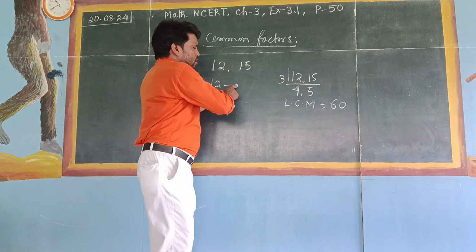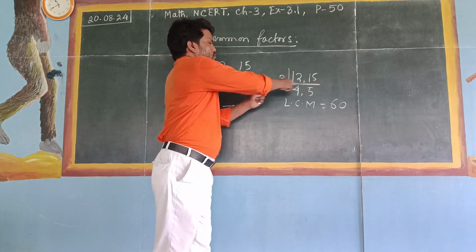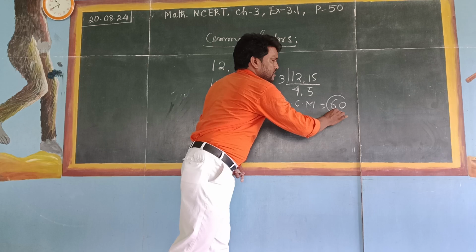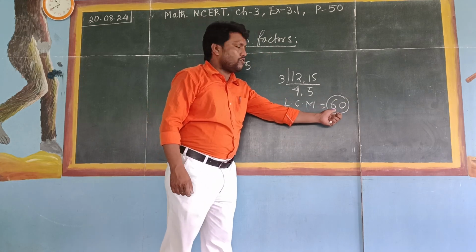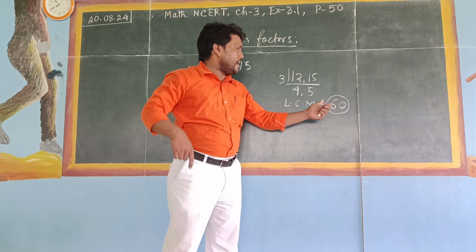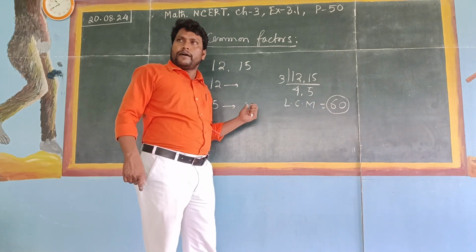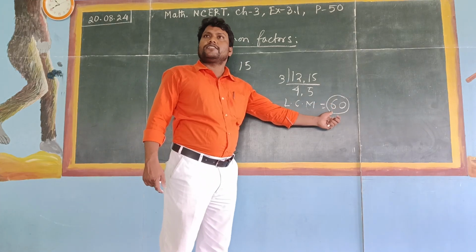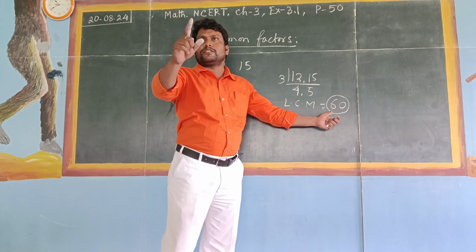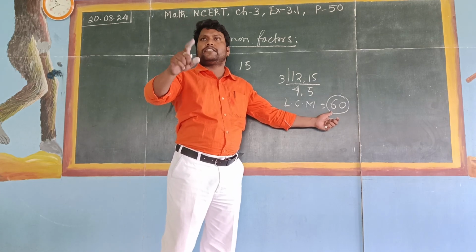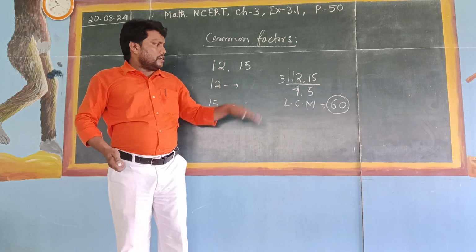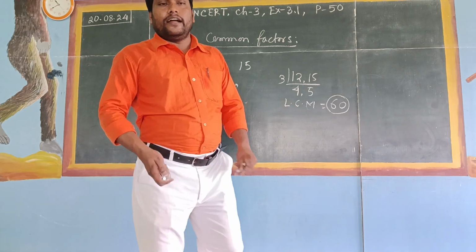Okay, if you write the tables of 12 and the tables of 15, you will get the first common multiple 60. But if you find the LCM of the two numbers, you will get the least common multiple 60. So the others will be 60 times 2, 60 times 3, 60 times 4, 60 times 5. Understand? So this much for today.